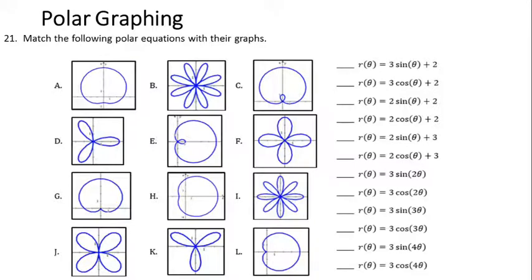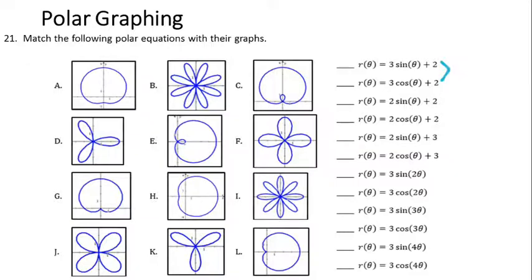Let's look at the final questions on our semester exam review. This first question, question number 21, is asking us to match polar equations with their graphs. And so we have the different types of equations that we looked at in class with the different graphs. We're just going to try to remember some of the features of these polar graphs and how they're related to the equation.